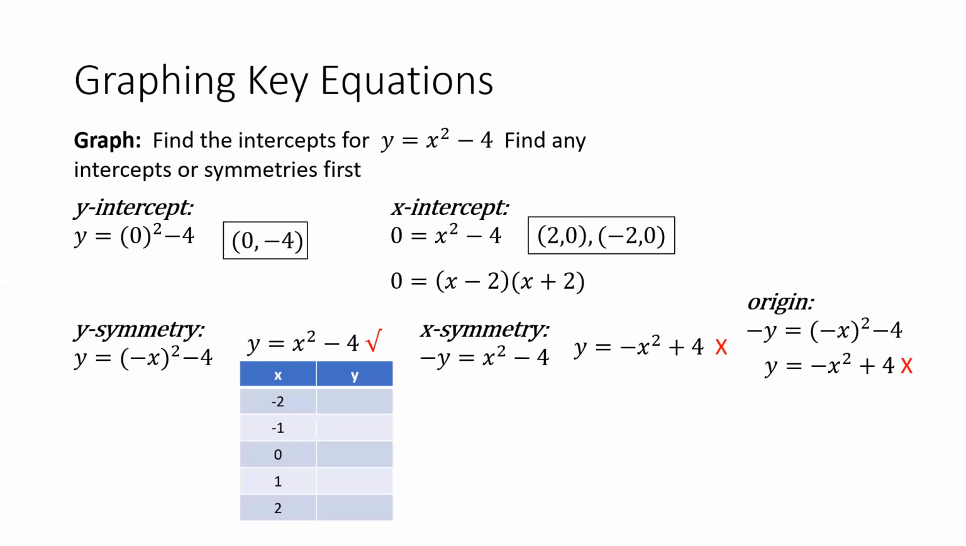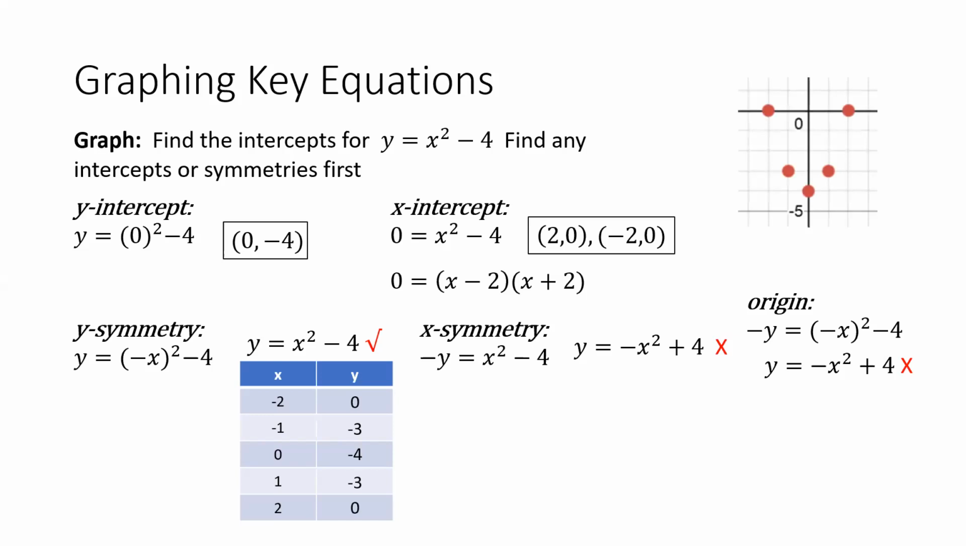So if I take these points and plug them into my equation, negative 2 squared is 4, minus 4 is 0. Negative 1 squared is 1, minus 4 is negative 3. 0 squared minus 4 is negative 4. 1 squared minus 4 is negative 3. 2 squared minus 4 is 0. So if I'm trying to graph, I'm going to plot those key points. Cool, I actually have all of my intercepts on that graph with the table that I built. So I have that, and I also know that I should have symmetry about the y-axis.